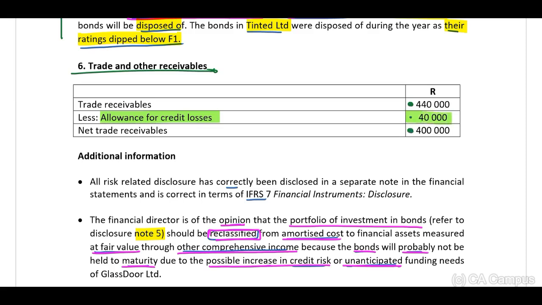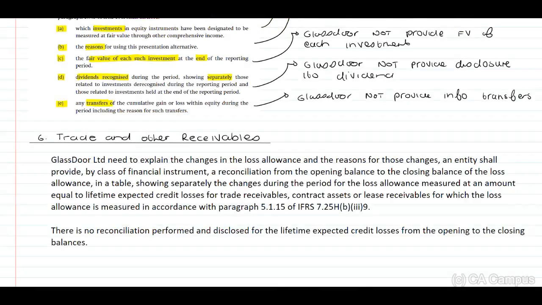Okay, but guys, when you look at this and you think about our examples, it feels like we are missing something in terms of the allowance for credit losses. Do you remember that we have to include a recon where we have an opening balance, the movements, and a closing balance? Therefore, we are able to identify that there is no recon, and they need to provide us with a recon. I've included heading trade and other receivables.